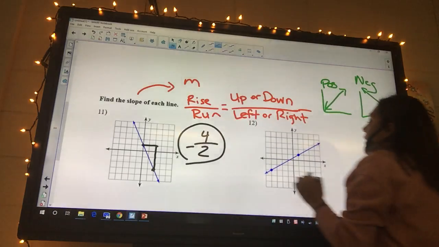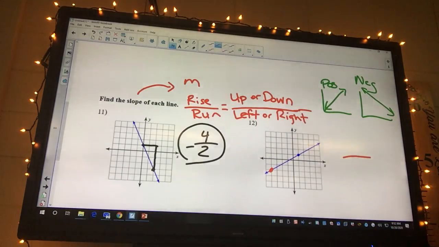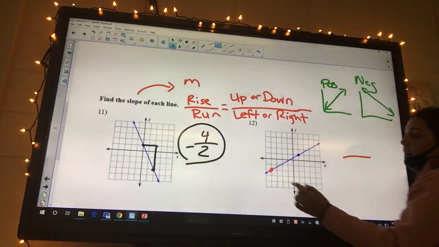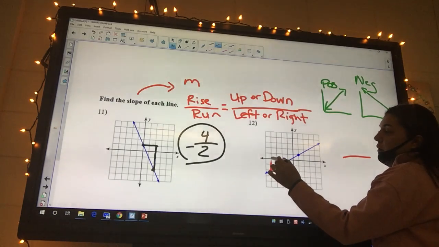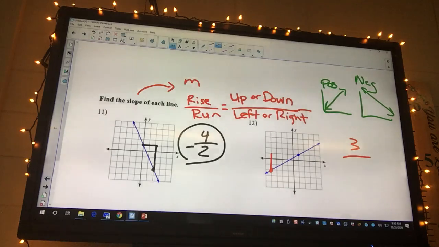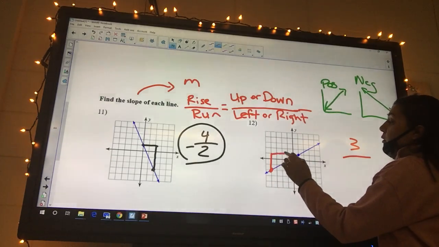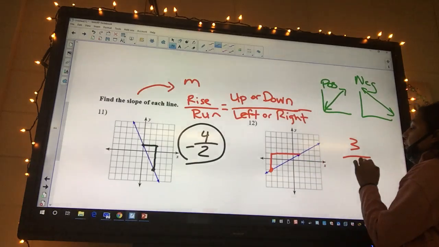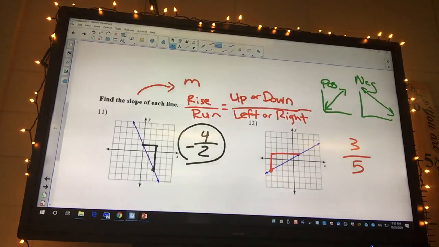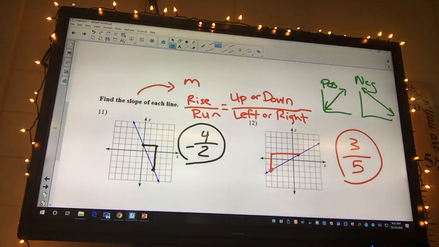Okay, let's look at 12. We need to go from this point to the other point. How many am I going to have to rise? 3. 1, 2, 3. Yes. So my top number is going to be 3. And what about the run? 5. 1, 2, 3, 4, 5. And this is a positive slope. So it's just going to be 3 over 5.